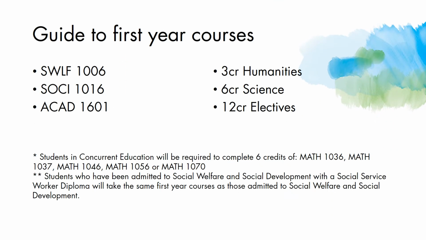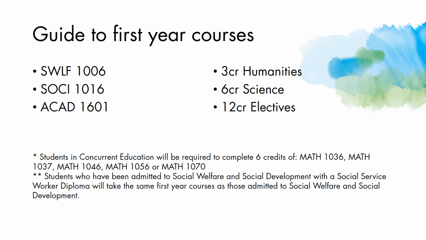The following is a list of suggested first-year courses for a student in the SWLF program. You will notice all of your required first-year SWLF courses, as well as your breadths and some electives. You will also see an asterisk with some information for students in concurrent education. If this is something you are planning for, you are required to take 6 credits of math from the list provided. This will satisfy your required 6 credits of science breadth requirements.